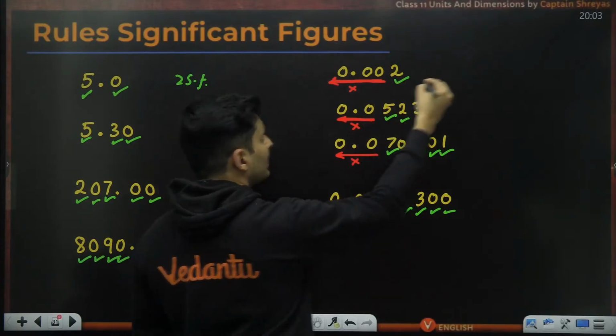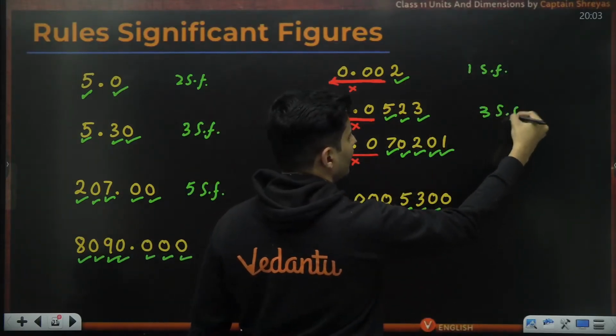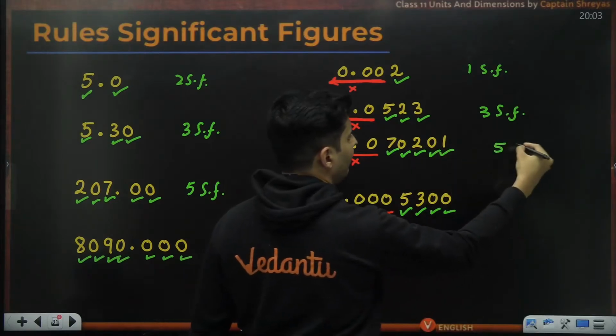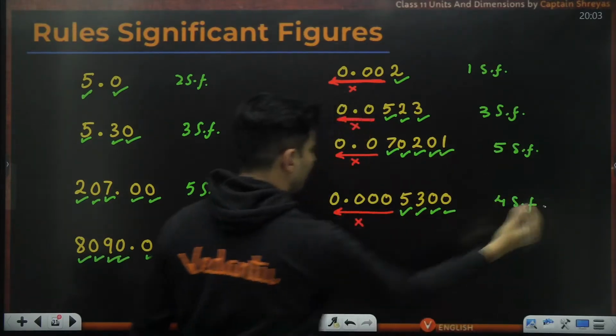Okay. So this number has one significant figure. This has three significant figures. This has five significant figures. This has four significant figures.